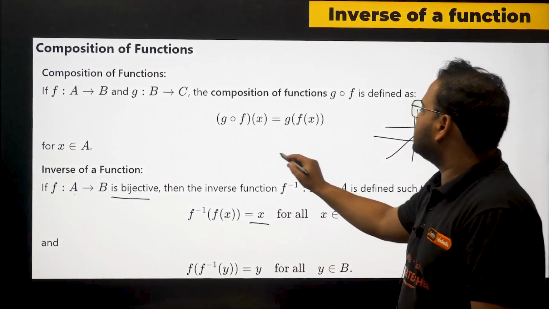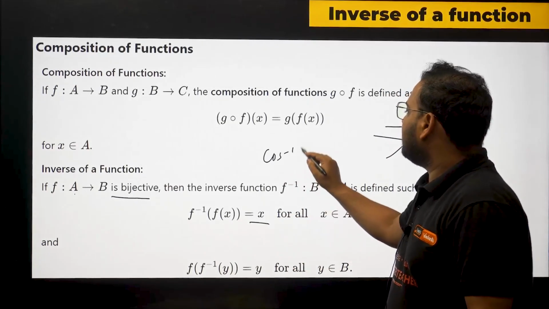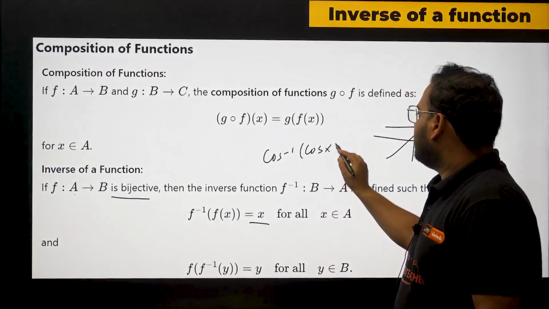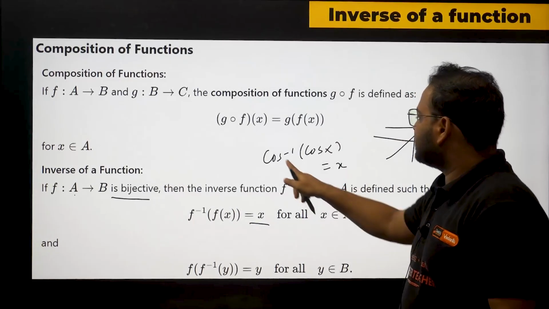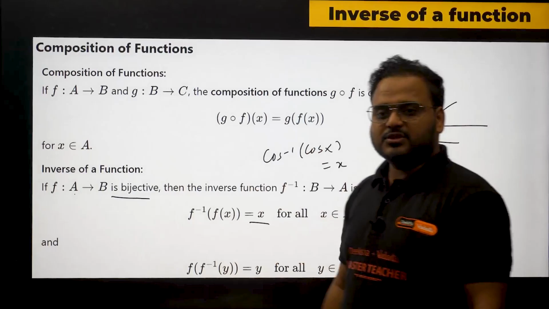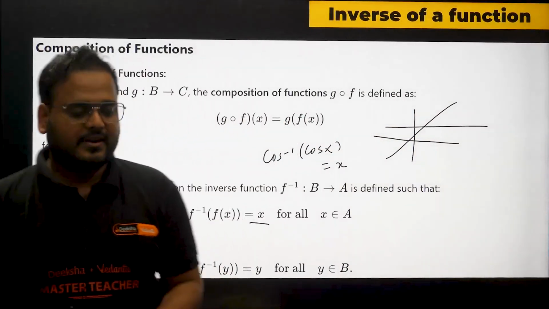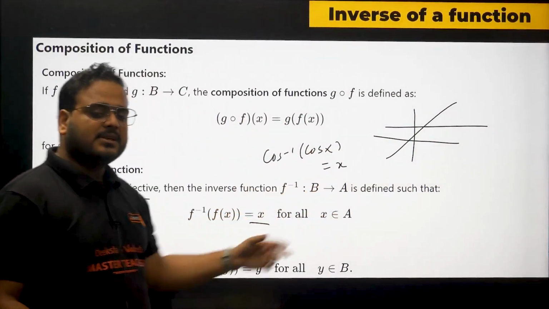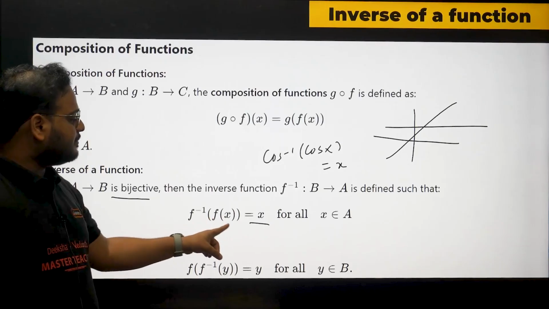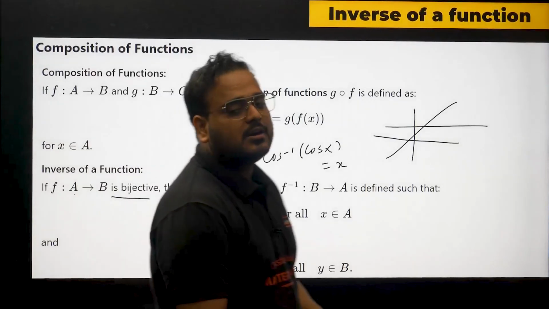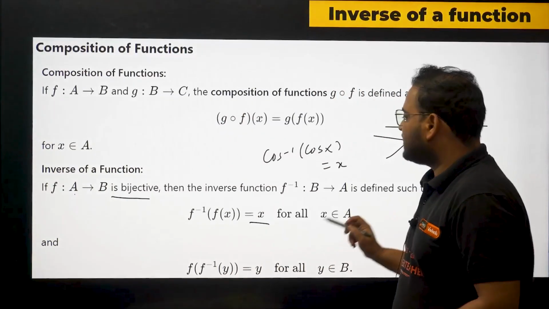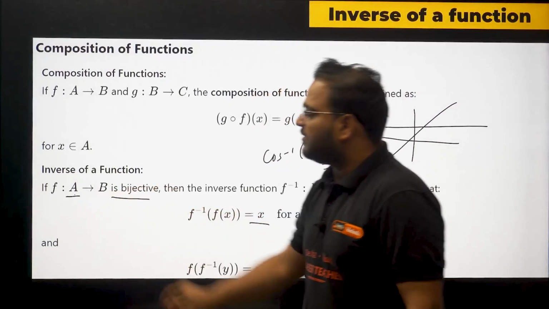Remember, we have seen examples like this. Cos inverse of cos x. What's the answer? Simply x, because cos inverse and cos are inverse functions of each other, so they cancel the effect. Okay, cos inverse of cos is simply x. Same way, f inverse of f is simply x for all x belonging to A, the domain of the function f.